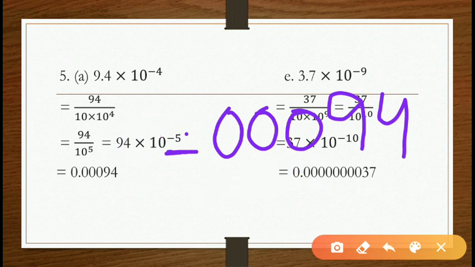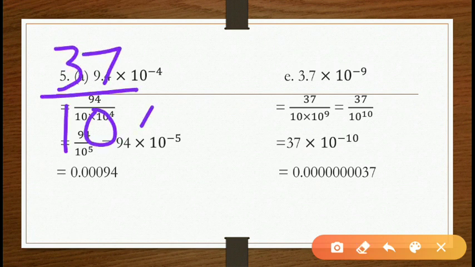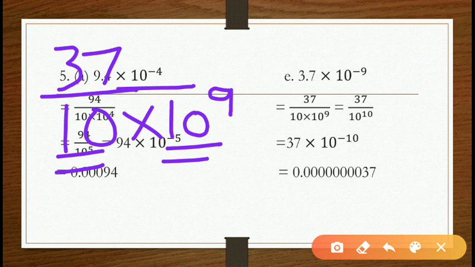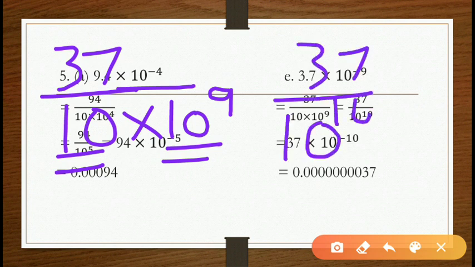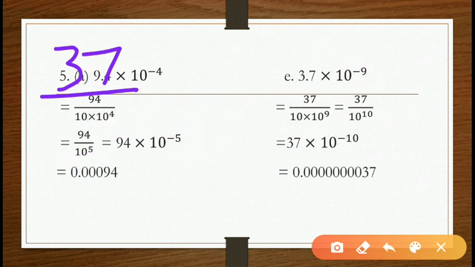Next question is 3.7 into 10 to the power minus 9. First of all, when you remove the decimal, you will get 37 upon 10, and this 10 to the power minus 9 will go in the denominator and become 10 to the power 9. Now the bases are the same, so the powers will be added. 37 upon 10 to the power 10. Now again this 10 to the power 10 will go to the numerator and will become 10 to the power minus 10.